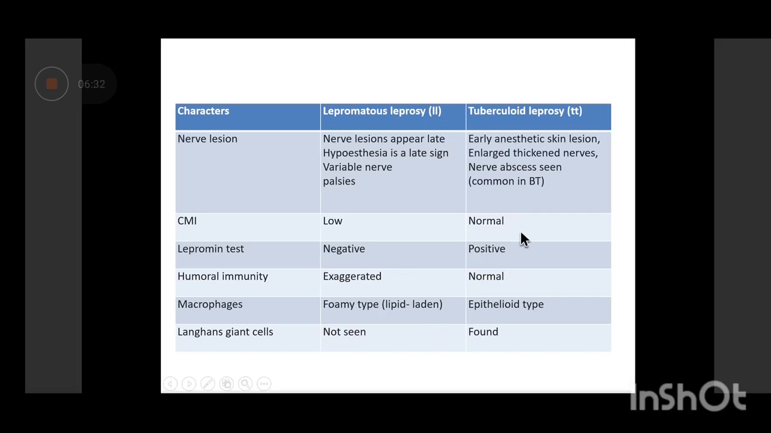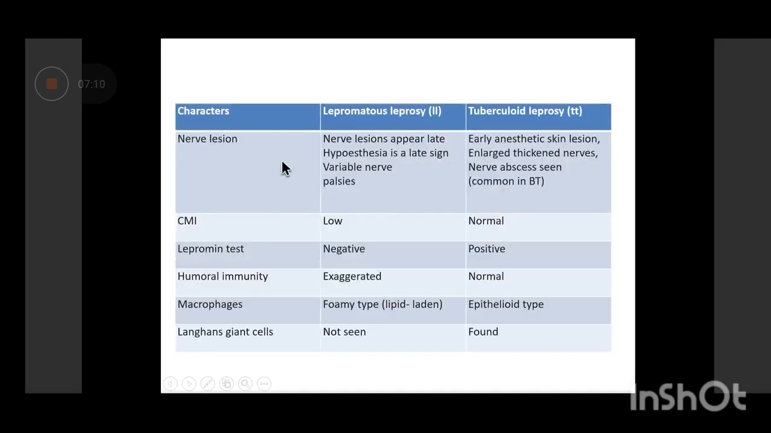Whereas in tuberculoid leprosy, the cell-mediated immunity is intact. It's adequate, so the lepromin test is positive. In lepromatous leprosy, the lepromin test is negative. If the cell-mediated immunity is poor, the lepromin test will not show in lepromatous leprosy, so the lepromin test is negative. And in tuberculoid leprosy, cell-mediated immunity is intact. It's adequate. Therefore, the lepromin test is positive.